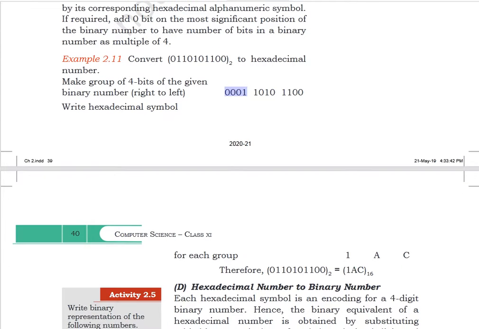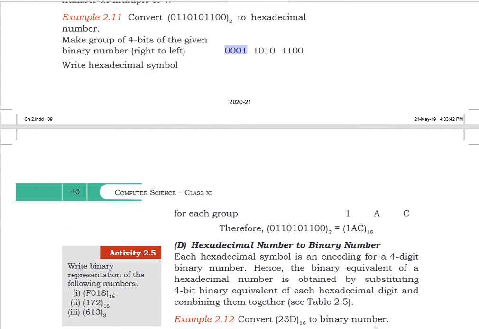And now we have to write down the symbols for the respective values. For each group we can write here, for 0001 it will be 1, for 1010 it will be capital A in hexadecimal, and for 1100 it will be capital C in hexadecimal. Therefore we get the answer here: 1AC to the base 16.